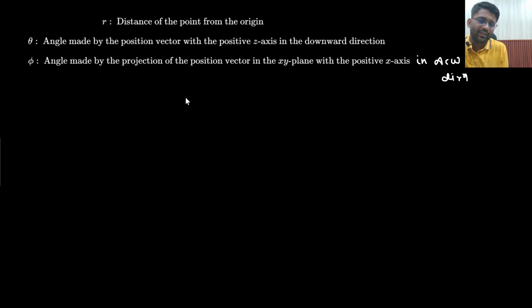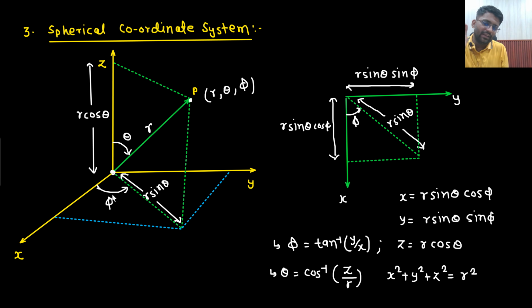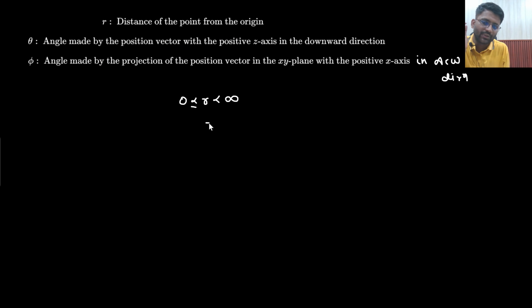That is completely clear to you. The range of r will be from 0 to infinity. What about the range of phi? Sir, phi needs to cover the complete path. So phi will be from 0 to 2 pi.